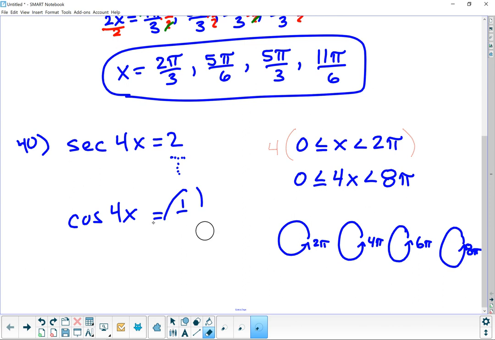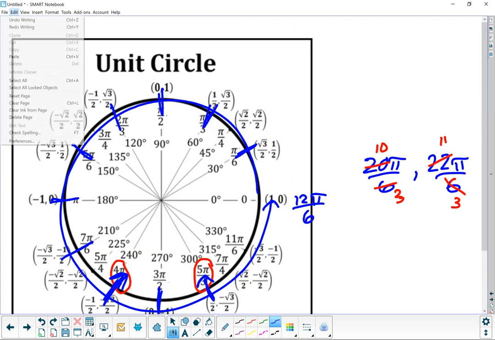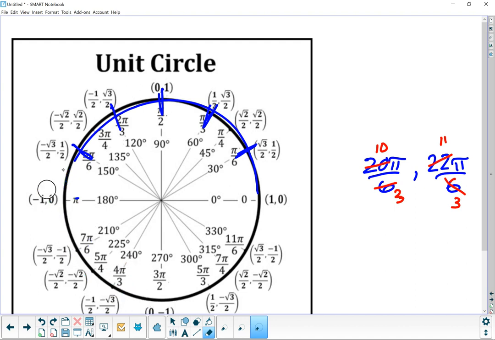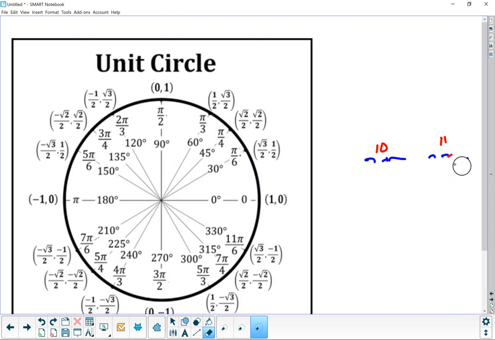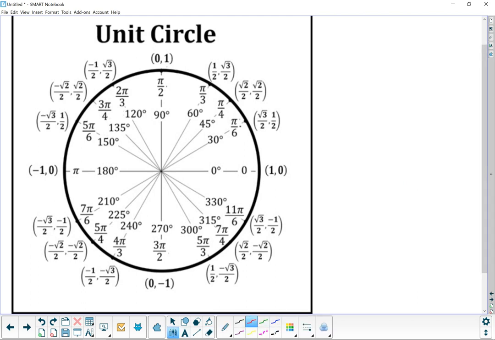And I actually have it. So we will have 4x equals, and if I look, I need 1/2, which is pretty easy because there's a bunch of 1/2s. Okay, and I need positive, so it'll just be positive 1/2. So for cosine, 1/2 is right here. Remember, cosine is the x value.